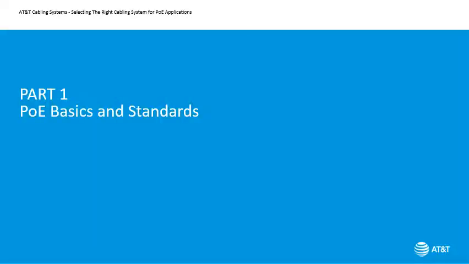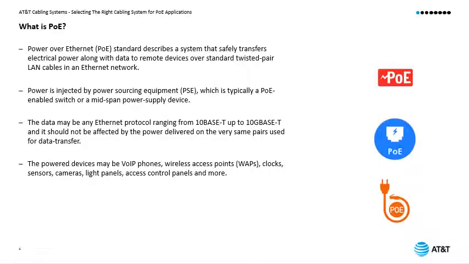Part 1. POE Basics and Standards. At the beginning, let us define what is POE. POE stands for Power over Ethernet. It is a standard that describes a system which safely transfers electrical power along the data to remote devices over standard twisted pair LAN cables in an Ethernet network.